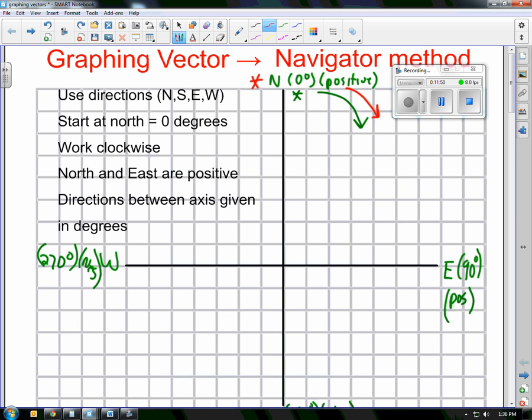Here's a couple of things to make some note of. So we work clockwise in this one, not counterclockwise. And north and east are positive directions. South and west are negative directions. That's probably the thing I would put a star beside, because that is by far the most important thing for you to remember. Because when we start calculating velocities, we need to know which directions are positive and which directions are negative.